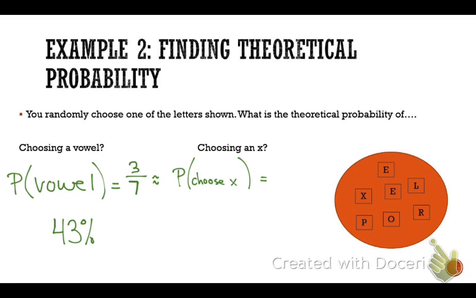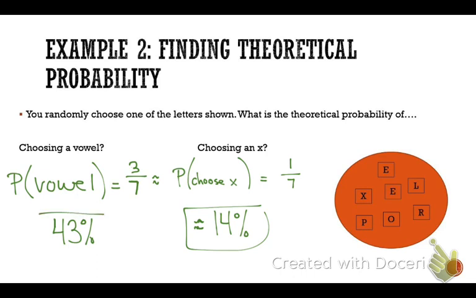Okay, so probability that you would choose an X. How many X's are in the set? 1 divided by 7. So 1 divided by 7 rounded to the nearest percentage would be 14%. Approximately. That's the squiggly equal sign. Okay, that just means approximately 14%.